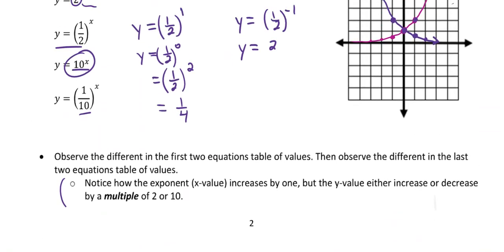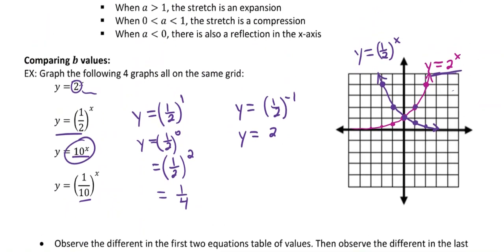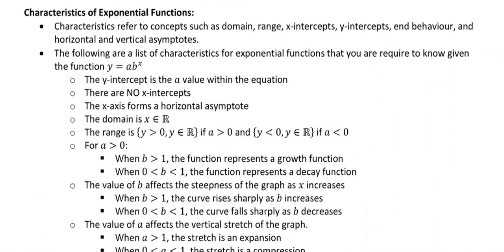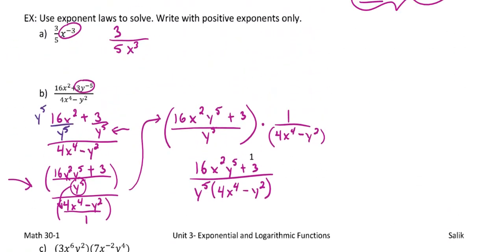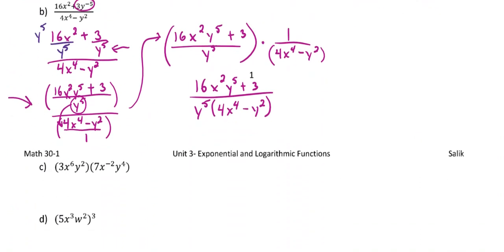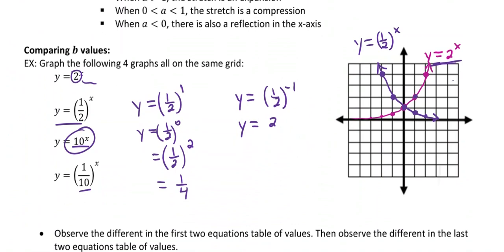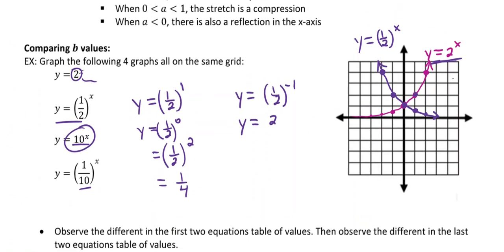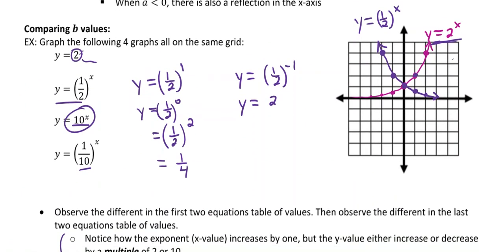What about your y-intercept on that graph? 1. Yeah, it's going to be 1, right? And that's only going to be the case, like we'll see in the next one, when your a value is 1. But we'll get to that. And then x-intercept? There's not going to be any, right? Because it's approaching that x-axis.